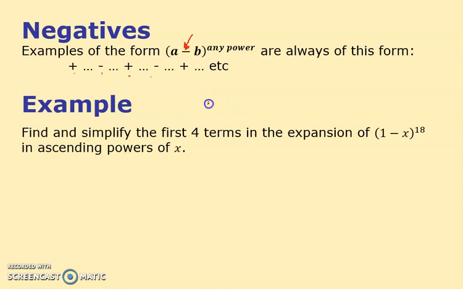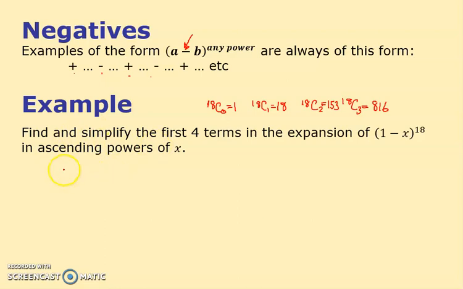Now again, to do this I need 18C0, which I know is 1. I need 18C1, which I know is 18. The next two, 18C2 and 18C3, I haven't got a clue what they are. So I'm just going to do those now. 18C2 is 153. And 18C3 is 816. So the calculator button comes in very handy on these.